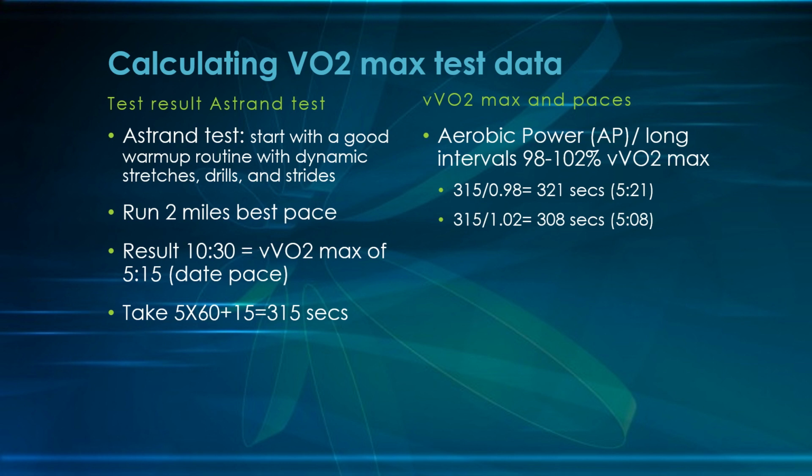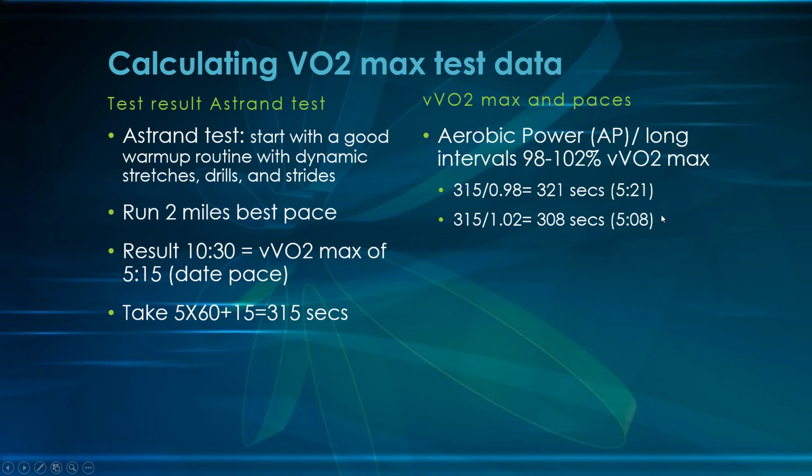They're very similar because you're going to run aerobic power right in and around their VO2 max. Should be 98 to 102% of their date pace vVO2 max. So divide their seconds by those two parameters and you get 321 seconds, 5:21, or 308 seconds, and that's 5:08. Their long interval workout should be in between this range. Very critically important for aerobic power development. That longest end of their fastest end of their aerobic system needs to be in those parameters.